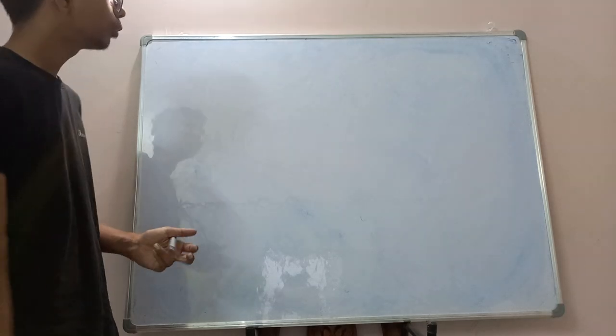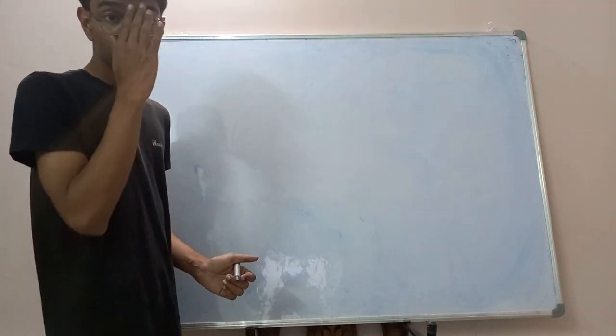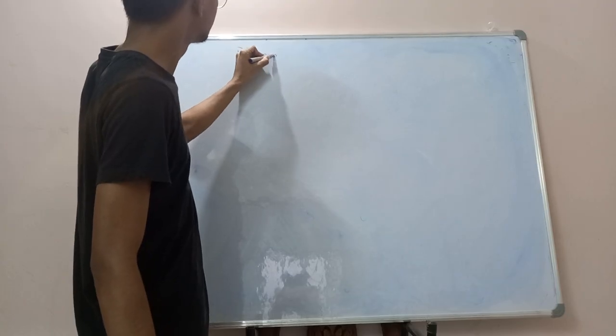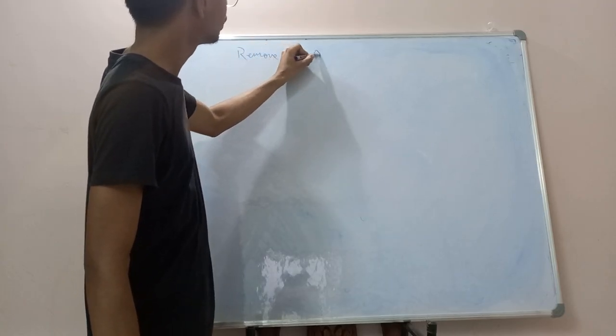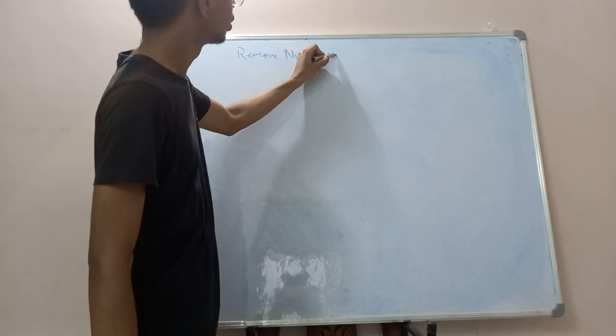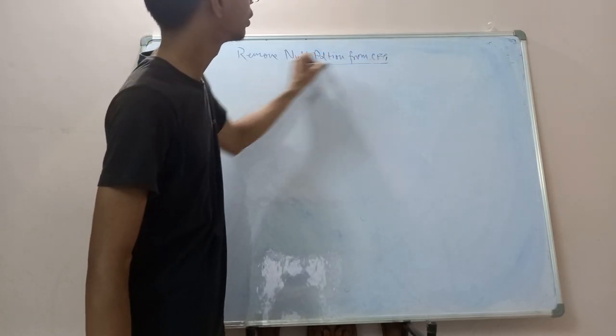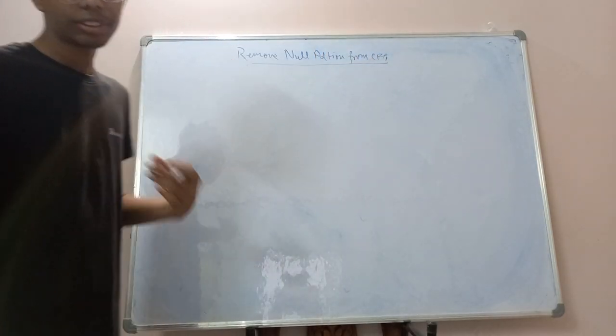Now, how to remove null production from context-free grammar, right? So how will I do that?